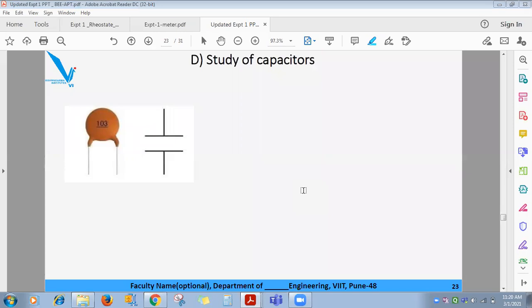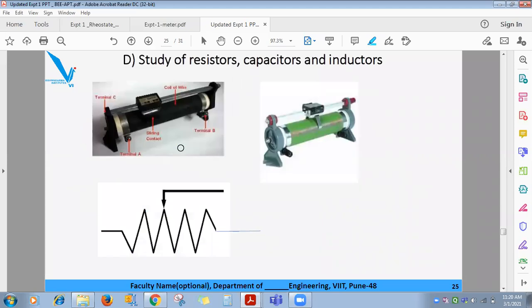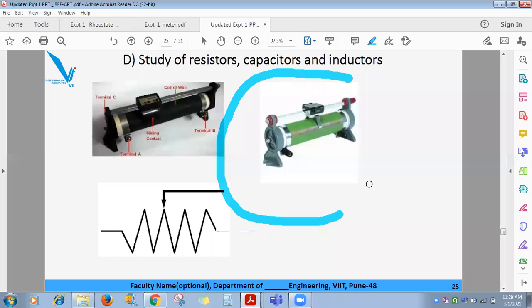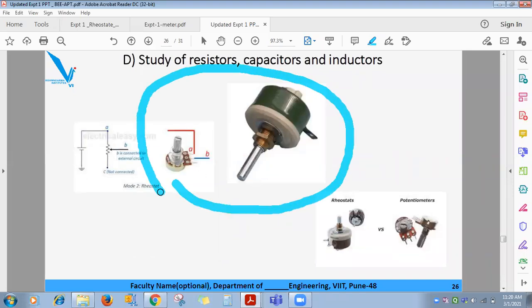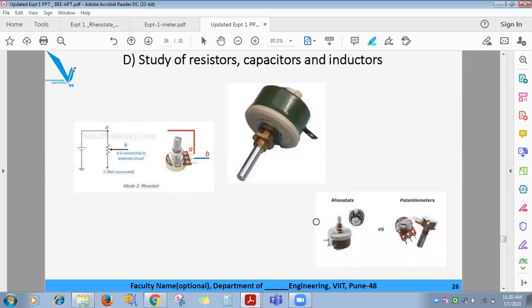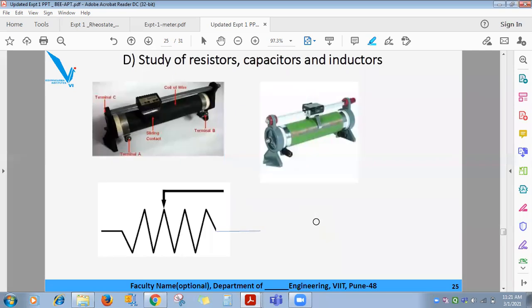Okay, next is the rheostat. Rheostat, have you seen it before? Yes. This one is larger in size. See this one also, which is used in electronic devices. It is called a potentiometer. Same application, same terminals. This pot is mostly used in electronic circuits wherever size is a constraint. Otherwise, this is a rheostat.